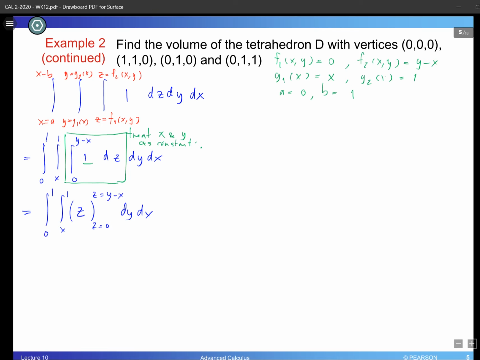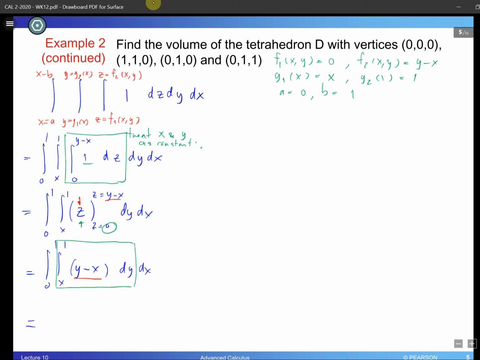Now, this value goes in as z right here. So this is going to be equal to y minus x, and then this one goes in 0, so nothing happens. So I can keep this y minus x, and I need to integrate this, dy dx, y from x to 1, and x from 0 to 1. So I need to integrate this. This is a double integral. Integrate this with respect to y.